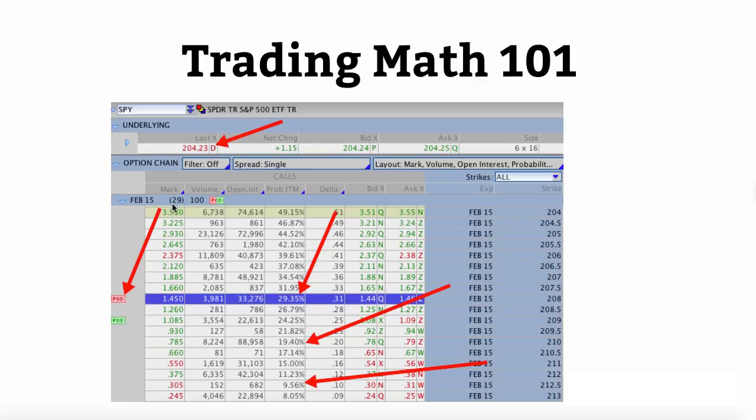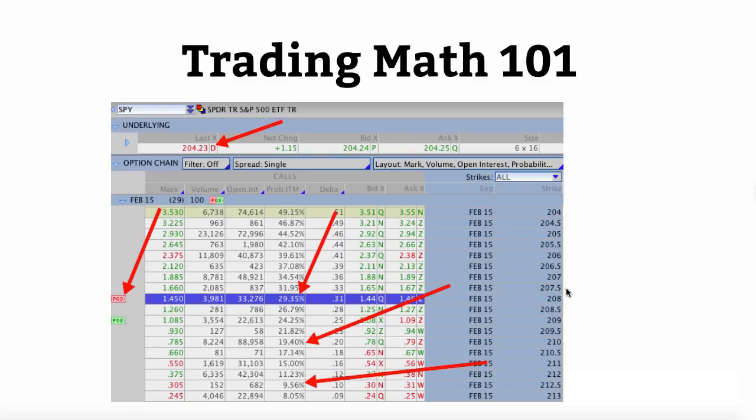Now, in the next month, these are the February contracts. The next month out is February contracts, which are 29 days out. You can see that we are in a position right now where we're selling a spread or selling options above the market at the 208 strike price.